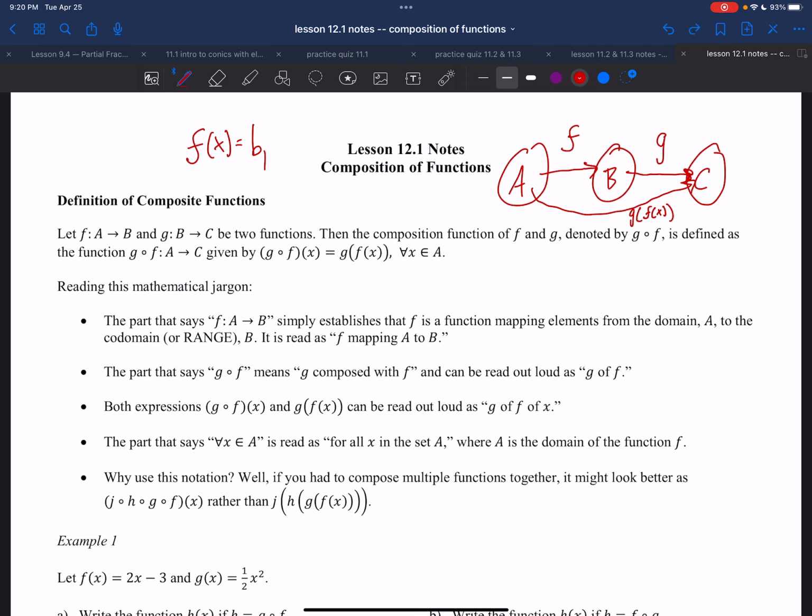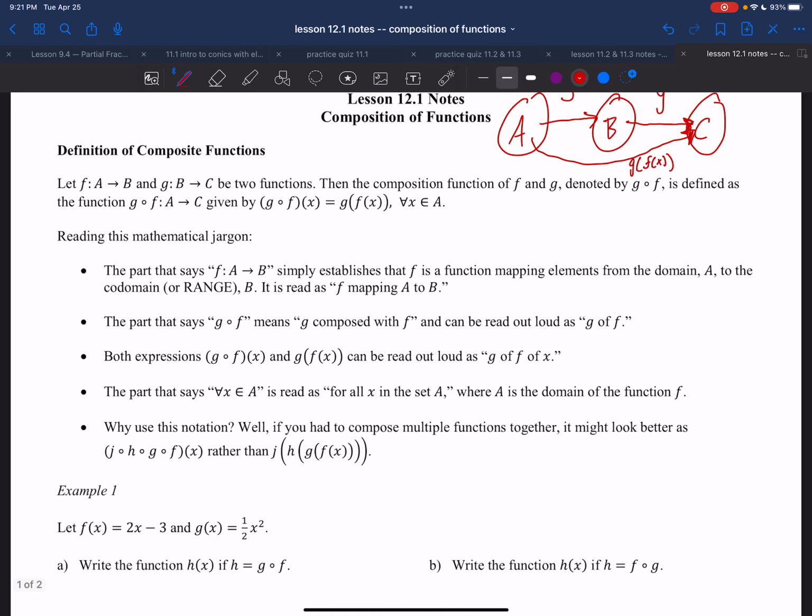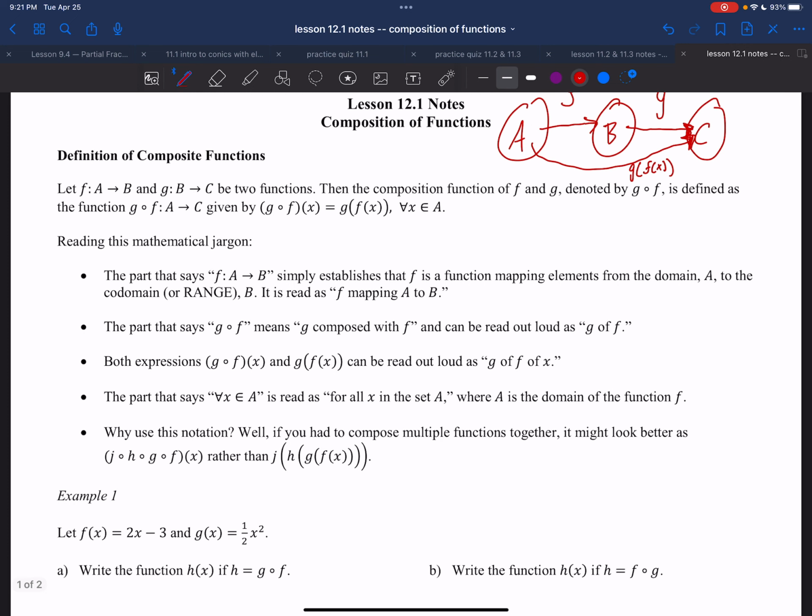But if you do g of f of x, it takes elements from A because the input into f of x comes from A, but the end result output goes to the set C. Now, it's just big. You're confusing me. What the heck? And I say, don't think about it too hard. All it is is a function of a function.